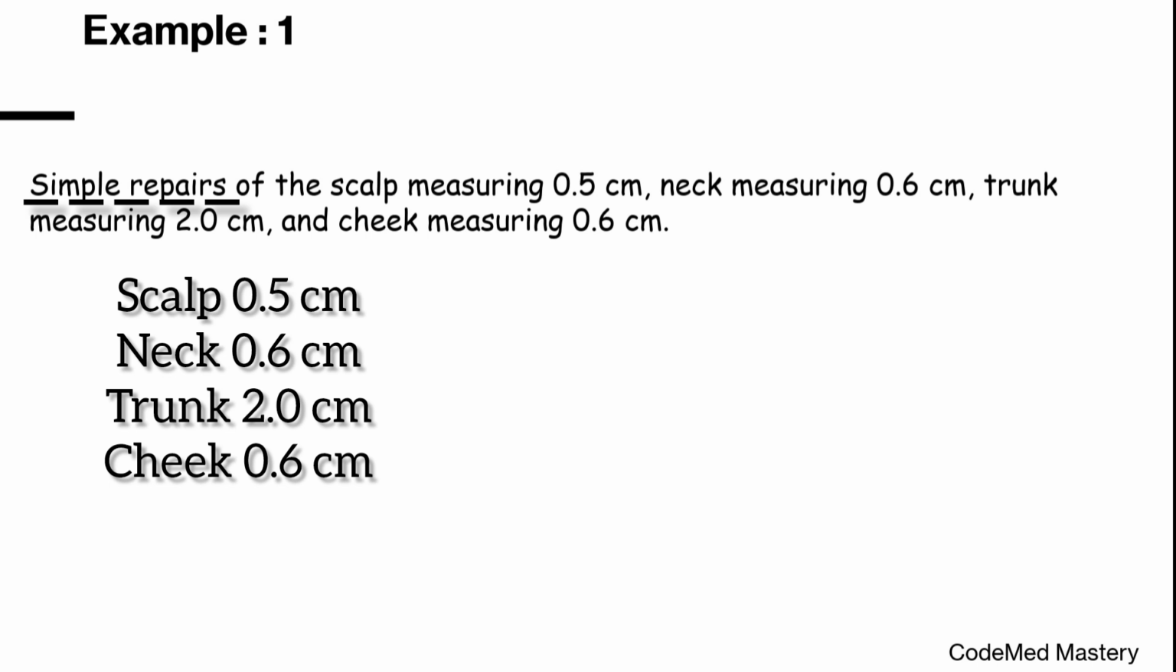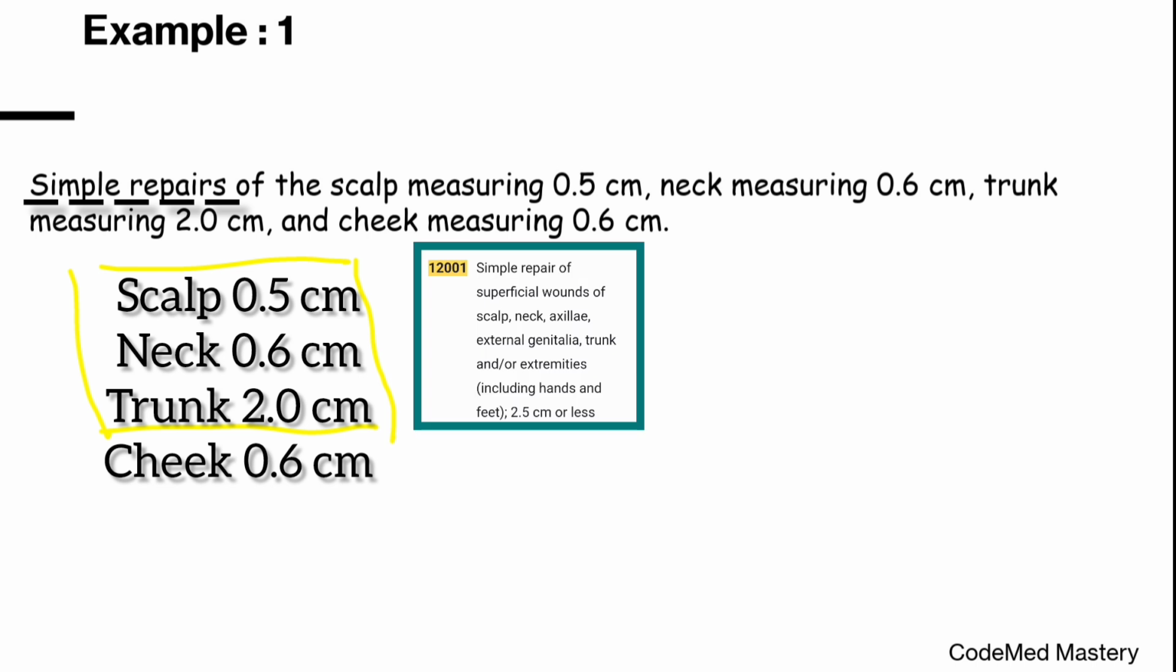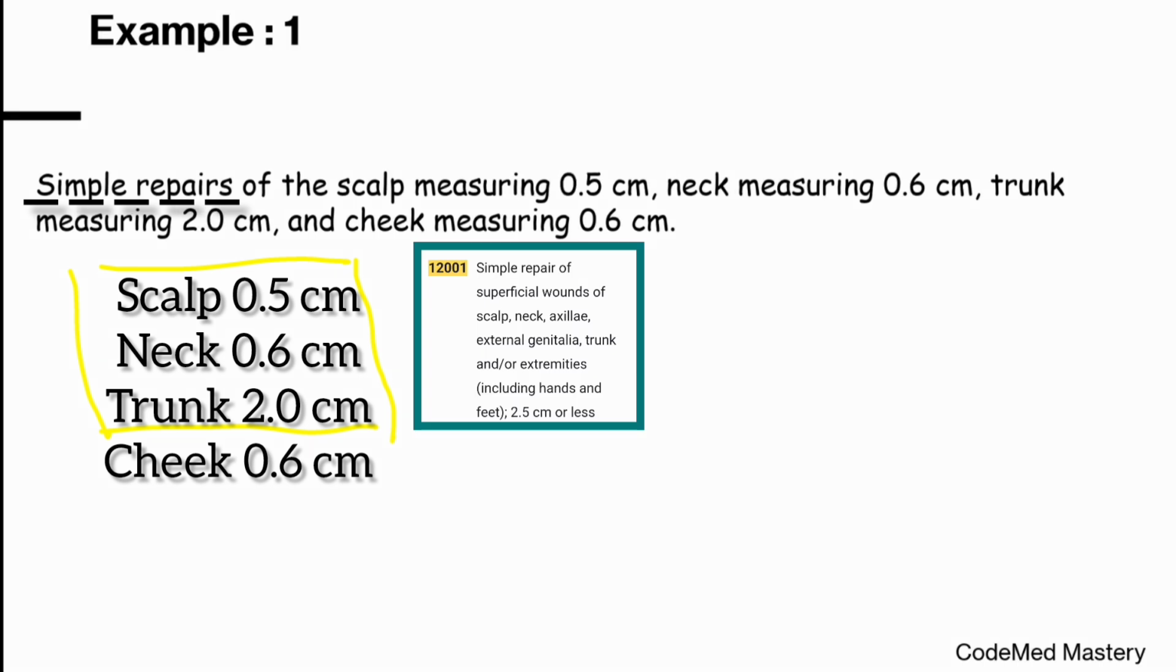Scalp, neck and trunk belong to the same group, that is 12001. Check the code: simple repair of superficial wounds of scalp, neck, axilla, external genitalia, trunk or extremities. According to the guideline, we can add together the length of the wounds which belong to the same anatomical group. Therefore, we can add the lengths of repair of scalp, neck and trunk, that is 0.5 cm, 0.6 cm and 2 cm. The total length will be 3.1 cm.